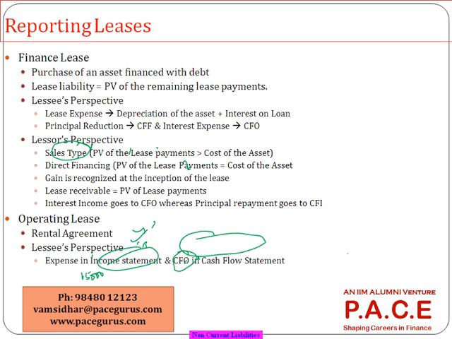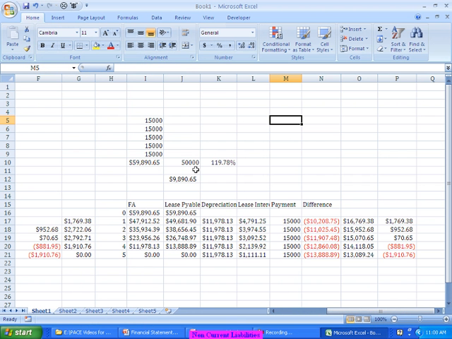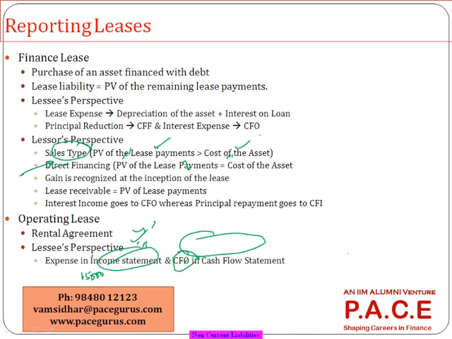Where the present value of all the lease payments is greater than the cost of the asset. Whereas otherwise we call it a direct financing lease, which means there is no sales motive, no profit motive in that. Whatever is the cost, the present value of it, like probably it costed me 59,980 and I'm collecting 15,000 from you for the next 5 years. So the present value of the lease payment is equal to the cost of the asset.